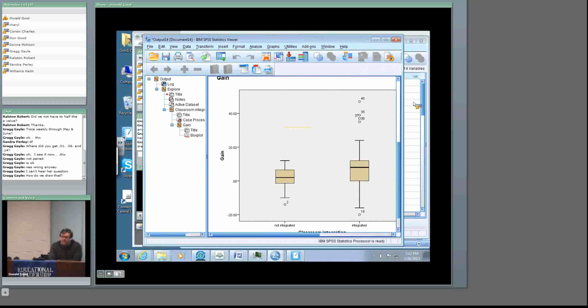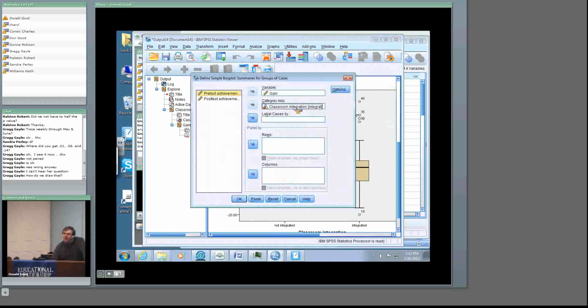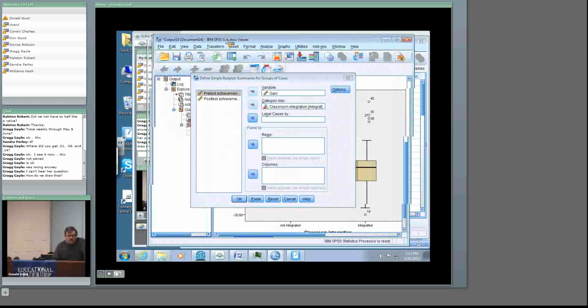And you can copy and paste this from the output window. The grouping variable, integrated or not integrated. That's what goes in the category axis. In the variable box is what you're measuring. Let me say it this way. The independent variable goes here in category axis. The dependent variable goes in variable. Because the independent variable is, are they integrated or not? That's what happens on the front end. The dependent variable is the results after that fact, what their gain scores were. So independent goes in category axis, dependent goes in variable. And then just click OK and you get your box plot.